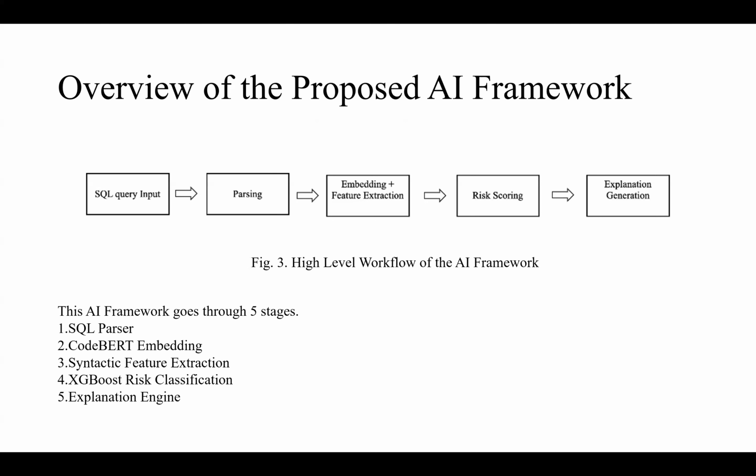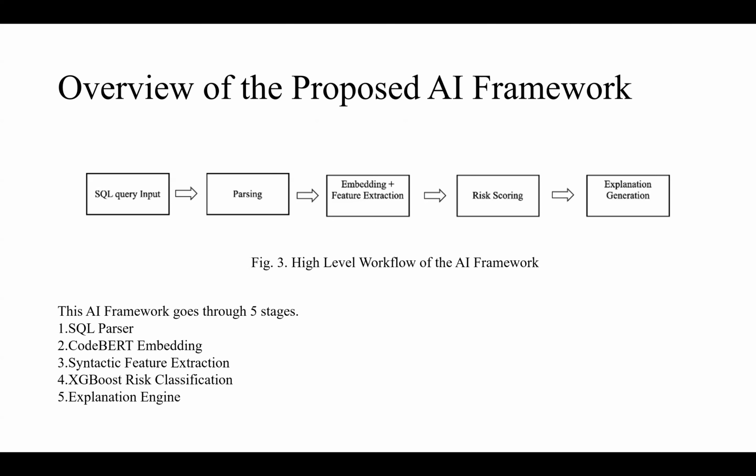Syntactic feature extraction. This step helps in pulling out risk signals, like how many columns the query groups data by, or how many tables it pulls data from, or whether it uses sensitive columns like gender, date of birth, zip code, which, if used incorrectly, can make individuals identifiable. So these features act like checkpoints that help the system understand the risk level of the query.